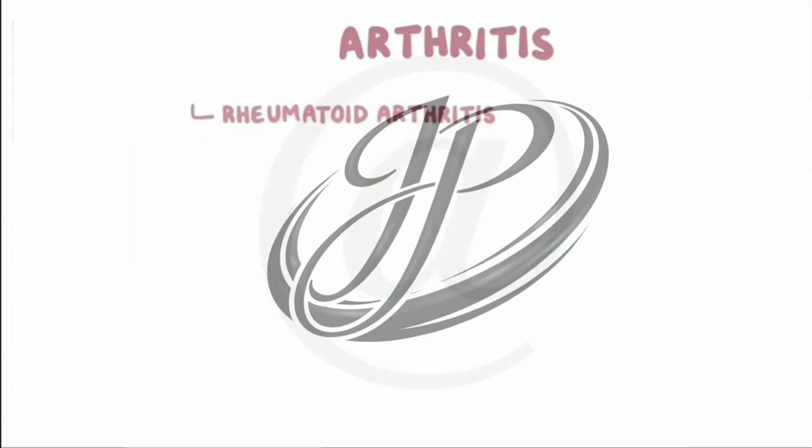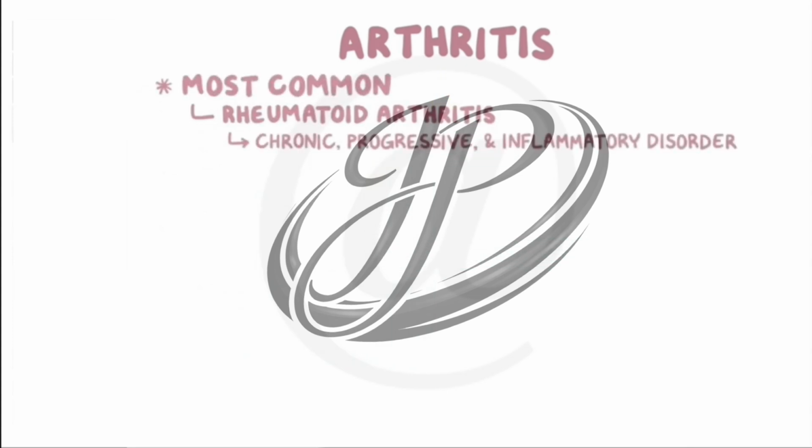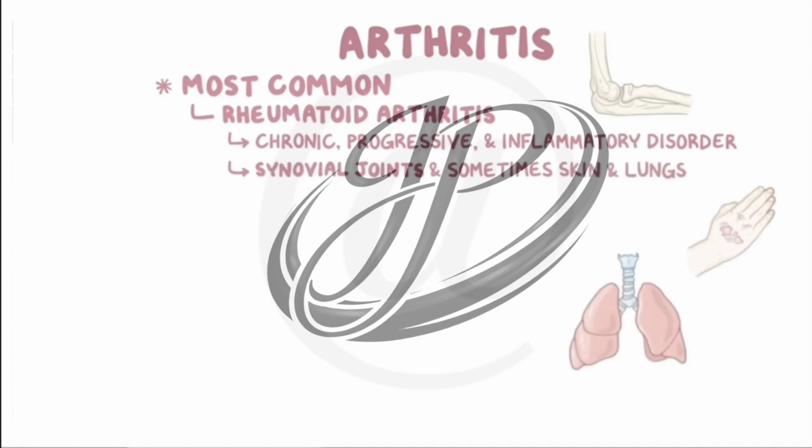Now, when we talk about rheumatoid arthritis, it's the most common form of arthritis again, which is chronic, progressive, and also causes inflammation, right? Affecting the synovial joints mostly, but sometimes you will also see your skin and lungs getting affected because of this, right? Again, it's an autoimmune reaction. I'll talk about that reaction in a bit. The cause is unknown, right?